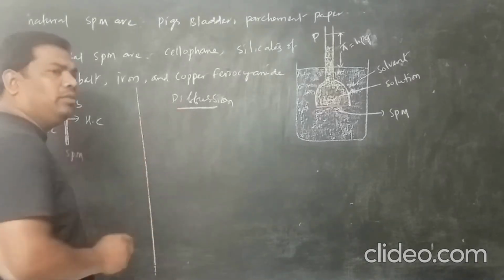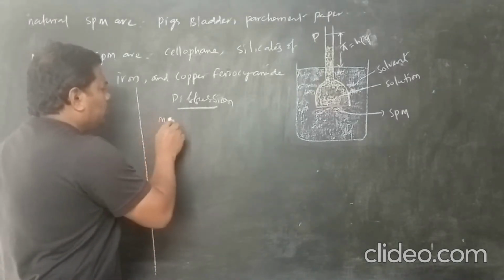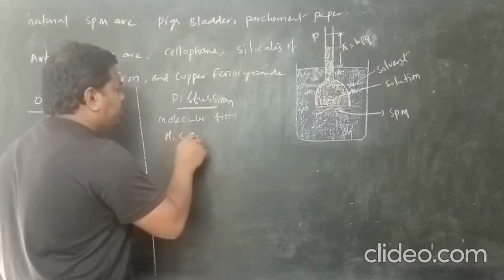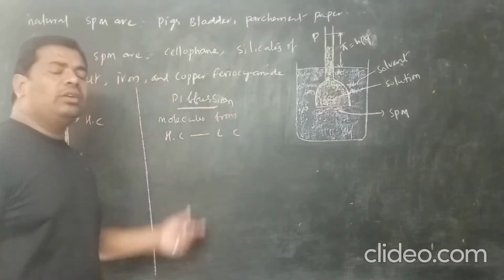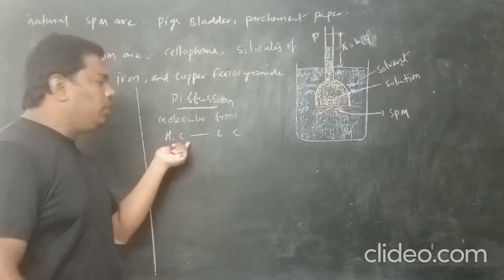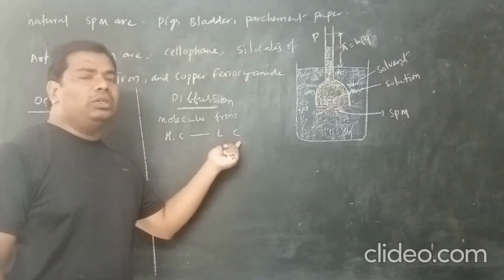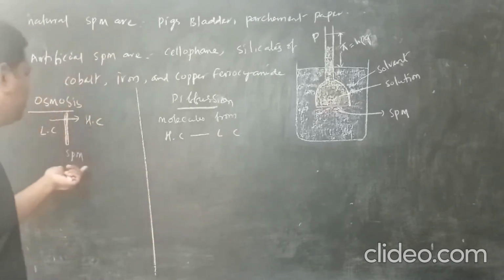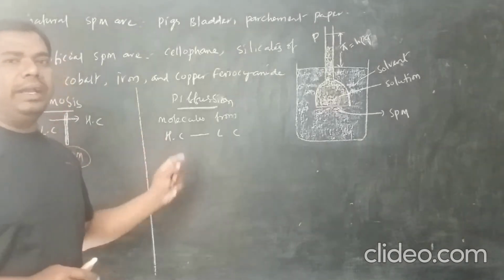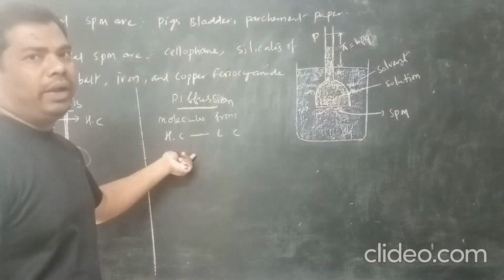Okay, in diffusion, so what is meant by diffusion? In diffusion, the flow of molecules is from high concentration region to low concentration region without a semi-permeable membrane. Clear? So the flow of molecules from high concentration region to low concentration region without any membrane. But here, the semi-permeable membrane is required. So that is the difference between osmosis and diffusion. So here we require a semi-permeable membrane. So here we do not require any membrane.